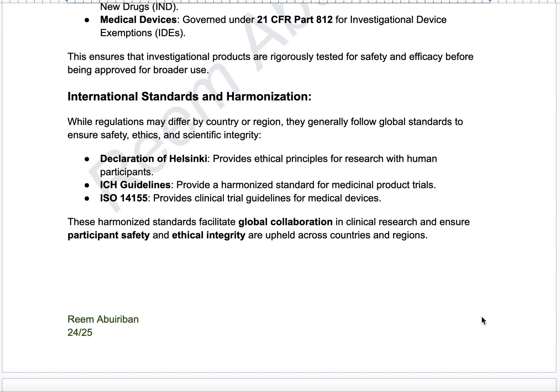International standards and harmonization. While regulation may differ by country or region, they generally follow global standards to ensure safety, ethics, and scientific integrity. The Declaration of Helsinki provides ethical principles for research with human participants. ICH guidelines provide harmonized standards for medicinal product trials, and ISO 14155 provides clinical trial guidelines for medical devices. These harmonized standards facilitate global collaboration in clinical research and ensure participant safety and ethical integrity are upheld across countries and regions.